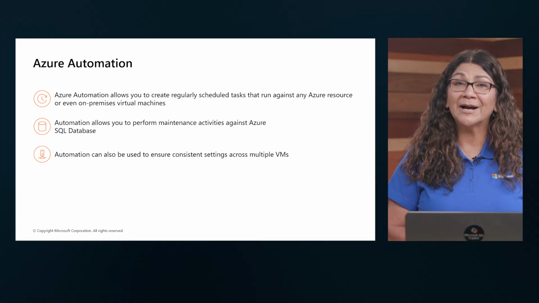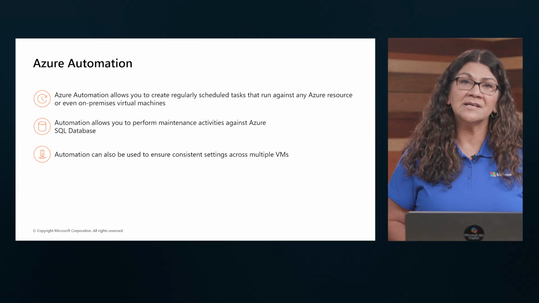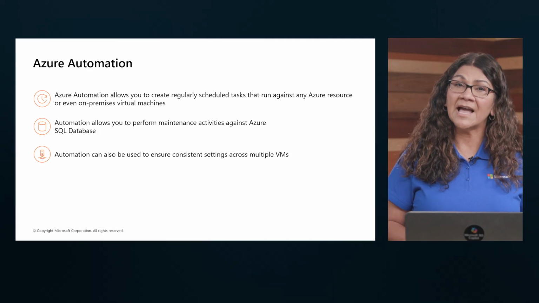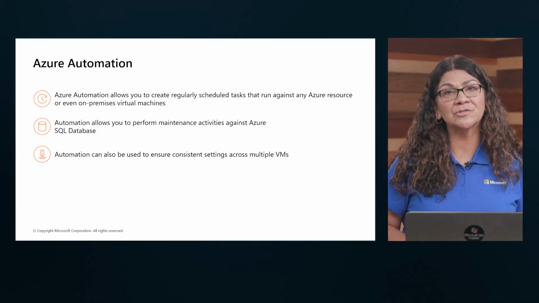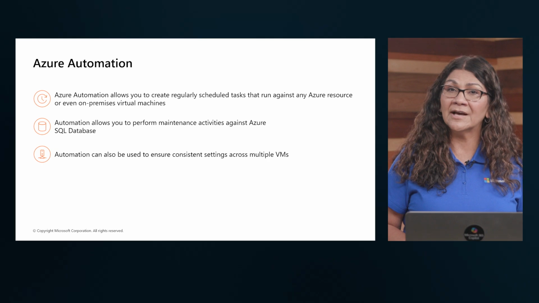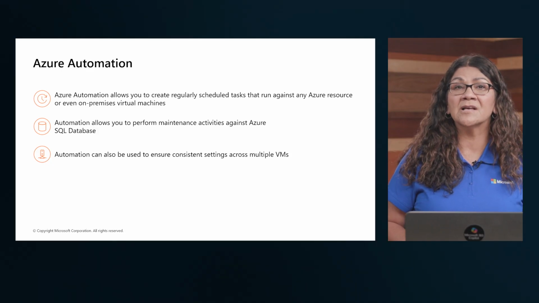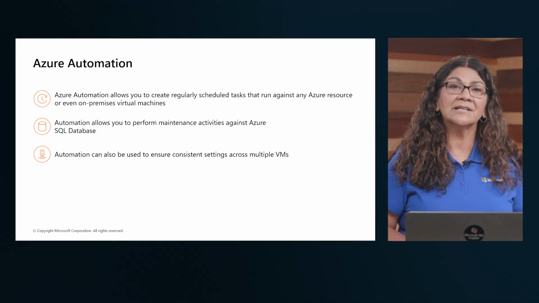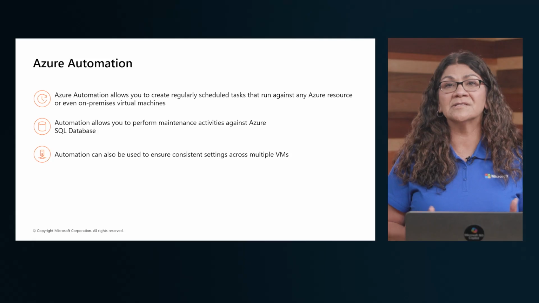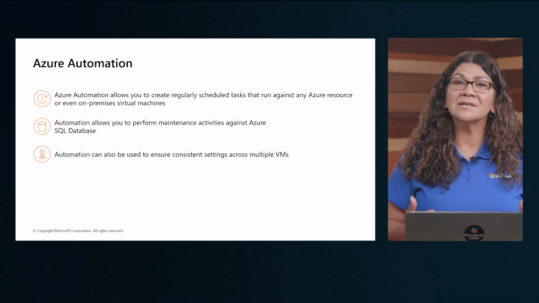Azure Automation has powerful capabilities for streamlining operations across cloud and hybrid environments. It enables the creation of a regularly scheduled task that can target any Azure resource or even on-prem virtual machines, making it ideal for automating routine processes and reducing manual effort. Azure Automation is particularly useful for performing maintenance activities on Azure SQL databases, ensuring database health and performance. It also helps enforce consistent configurations across multiple virtual machines, minimizing configuration drift and enhancing manageability.